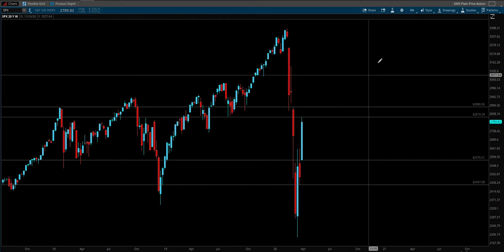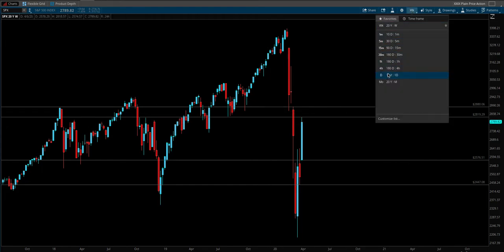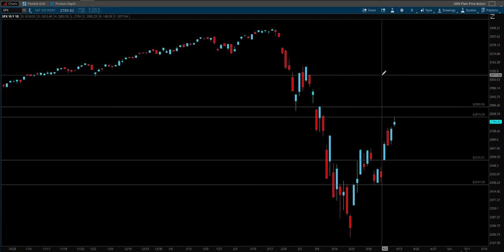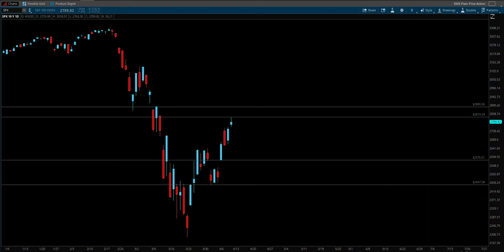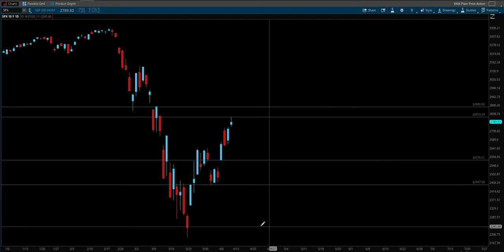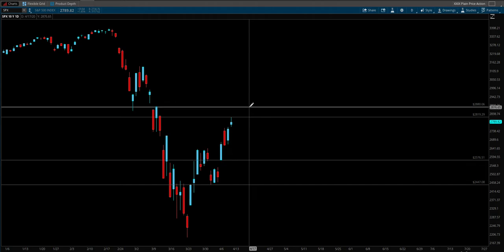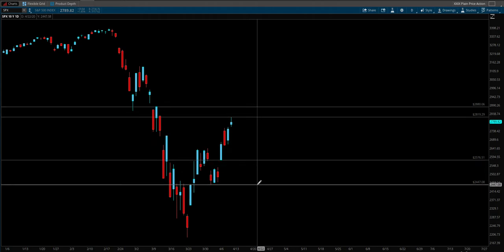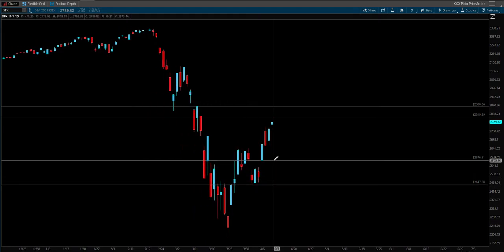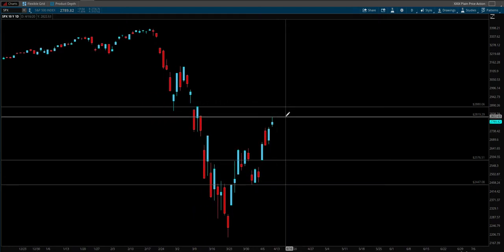So here we got the weekly, and now what we'll do is we'll go down to the daily. And you can see now when you go down to the daily, we have both support levels from the prior 2 weeks. So this is the weekly zone of resistance, and this is the weekly zone of support. This being last week's low, and this being last week's high.